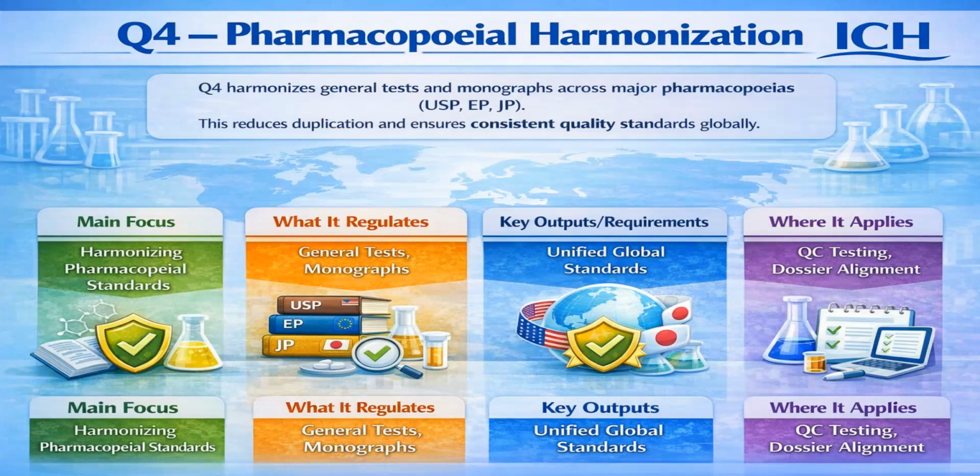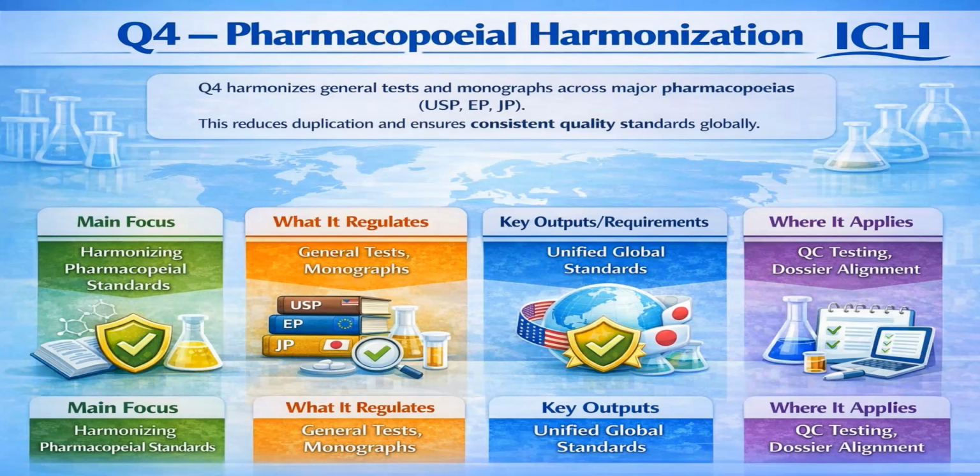Q4 Pharmacopoeial harmonization. Q4 harmonizes general tests and monographs across major pharmacopoeias, USP, EP, JP. This reduces duplication and ensures consistent quality standards globally.